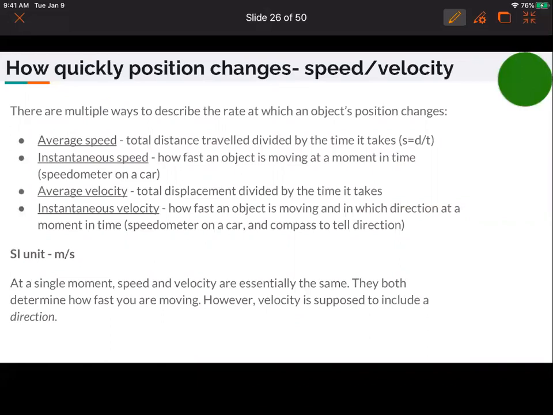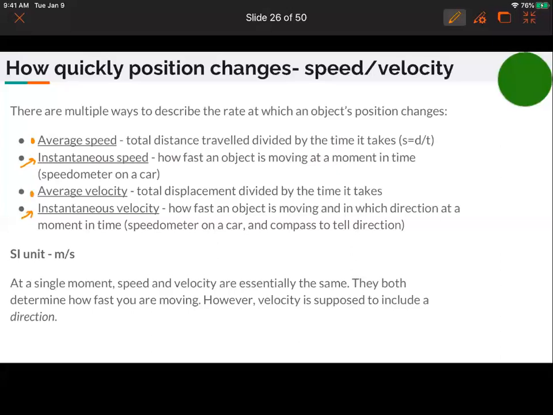We can talk about averages, which is looking at the entire time of travel, or we can look at instantaneous, which is how fast you're going at a single time. These definitions all seem very similar, so let's break them down.